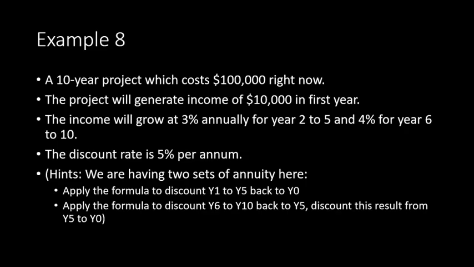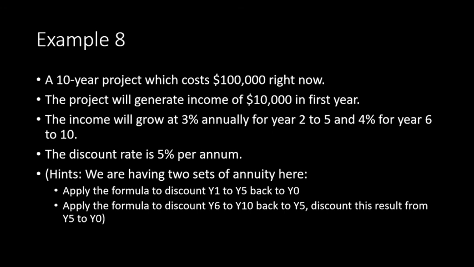Example 8. A 10-year project which costs $100,000 right now. The project will generate income of $10,000 in the first year. The income will grow at 3% annually for year 2 to year 5, and 4% for year 6 to year 10. The discount rate is 5% per annum. This time, we are having two sets of growing cash flow.